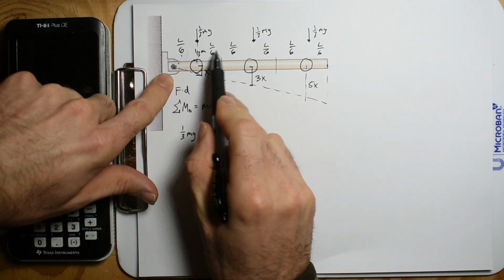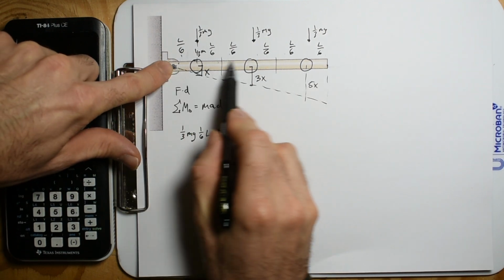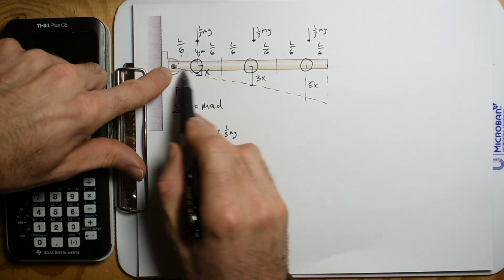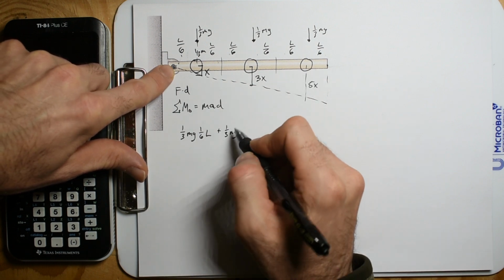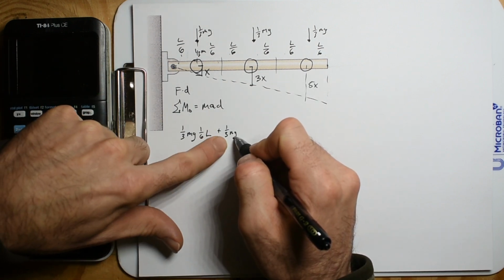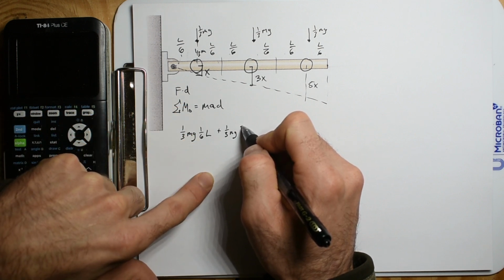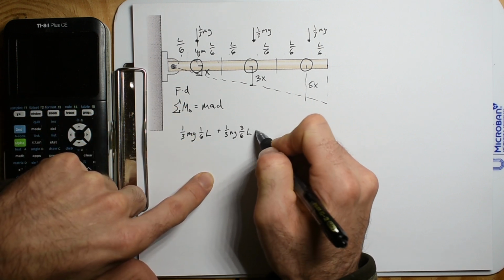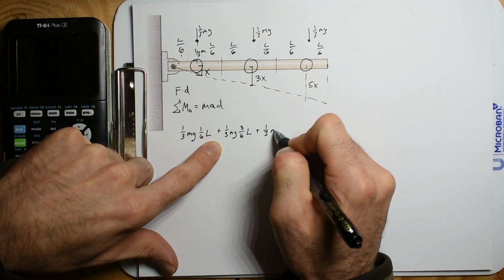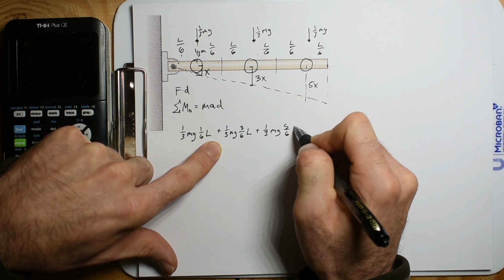All right, we got them. 1, 2, 3, 4, 5, 6. So we have 3 of these 6s to this distance, and we have 5 of those 6s to that distance. So this one is going to be the force, 1/3 mg, times the distance is 3/6 L. All right, next one is 1/3 mg, 5/6 L.